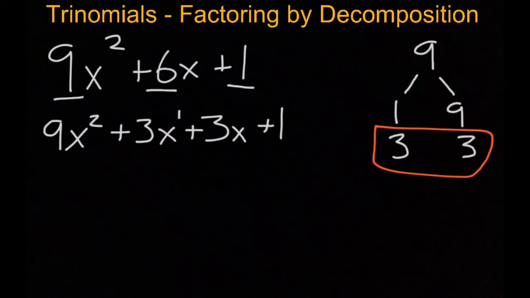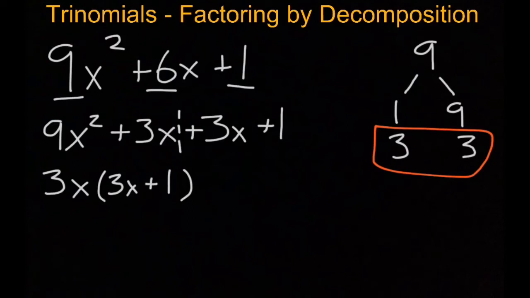So let's split this into its two parts. So we'll have 9x squared plus 3x on the first part. How would we factor this? So let's take out a 3x. What we're left with in the brackets is 9x squared divided by 3x, which is just 3x, and 3x divided by 3x is just positive 1. So the first bracket is 3x plus 1.